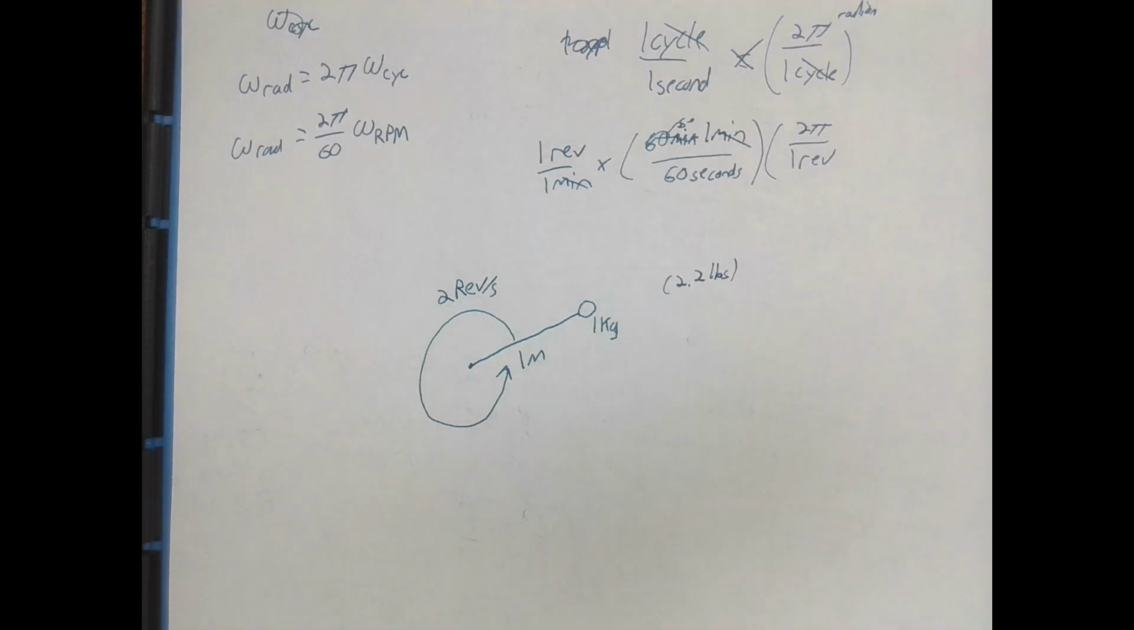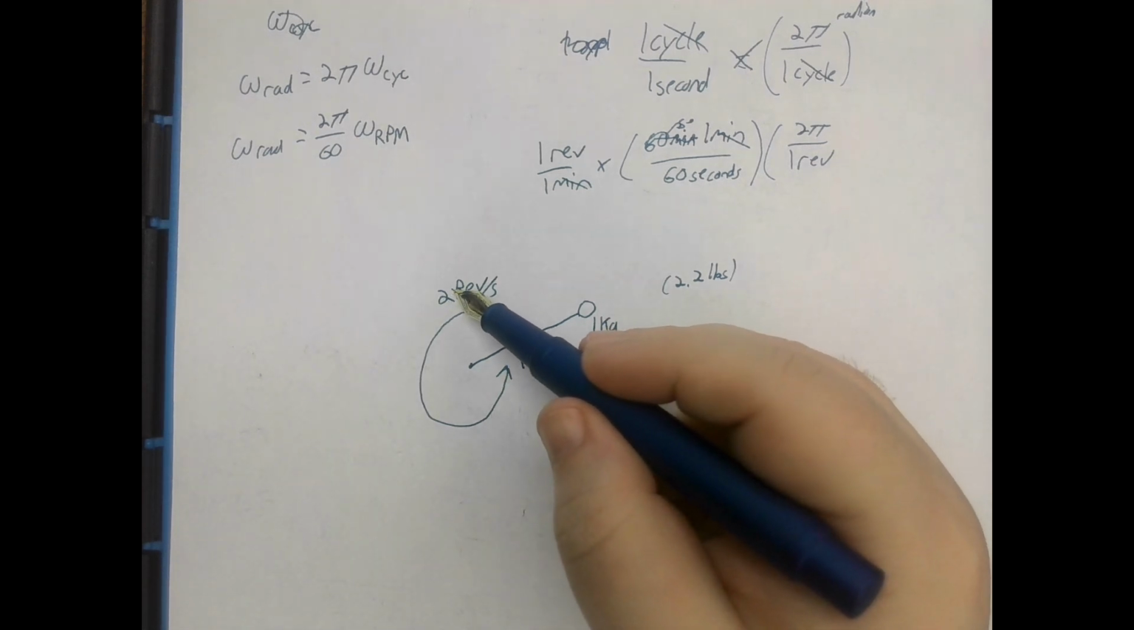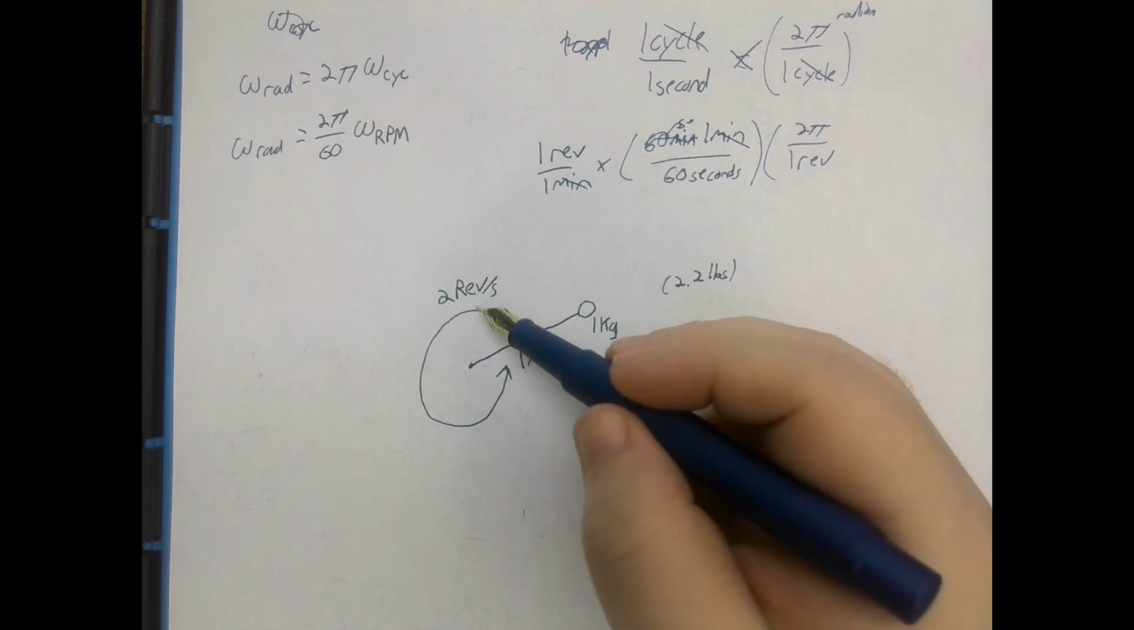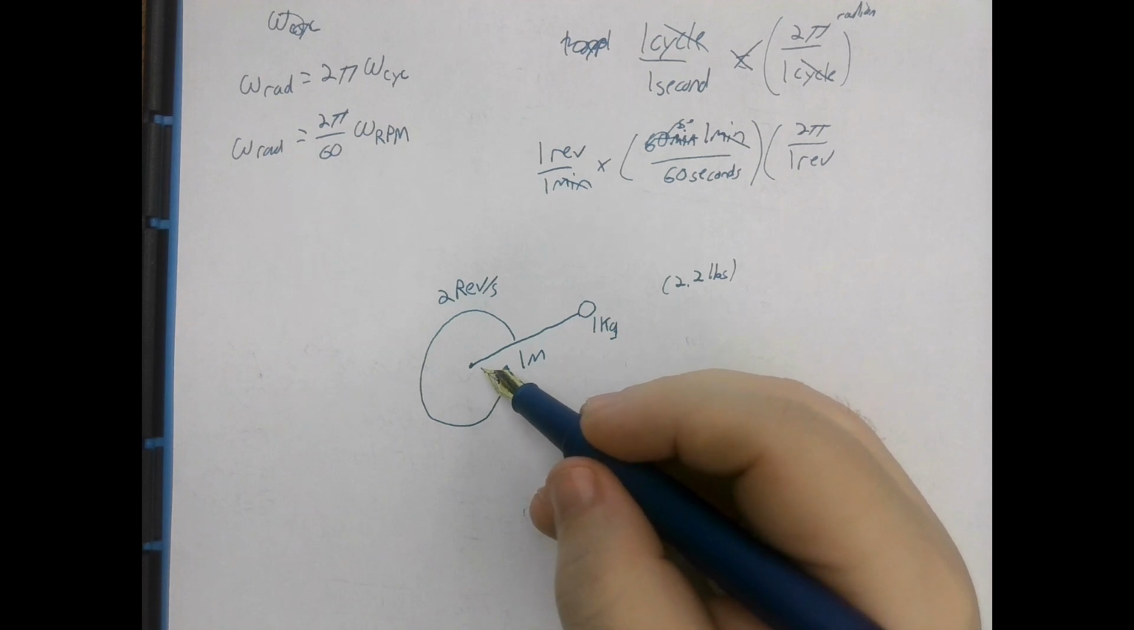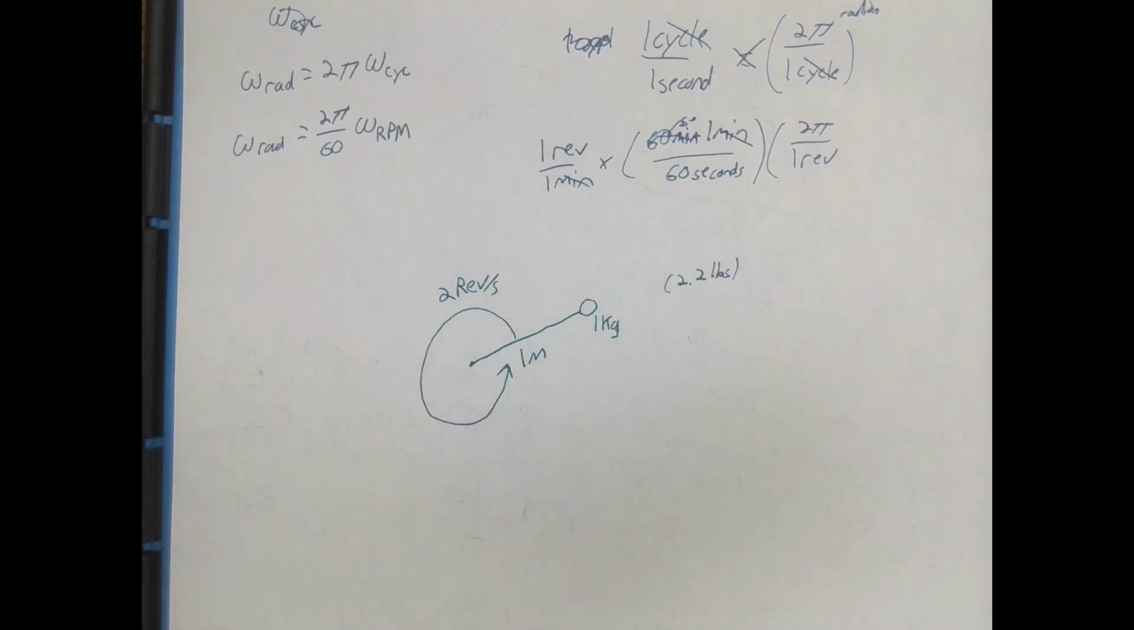So let me look that up. That's about a half gallon of milk. So imagine you had a 1 meter long string and a half gallon of milk, and you spin it around in a circle 2 times. So it rotates 2 times a second. How strong would you have to be to hold this rope? How much force would you have to hold on to the rope?